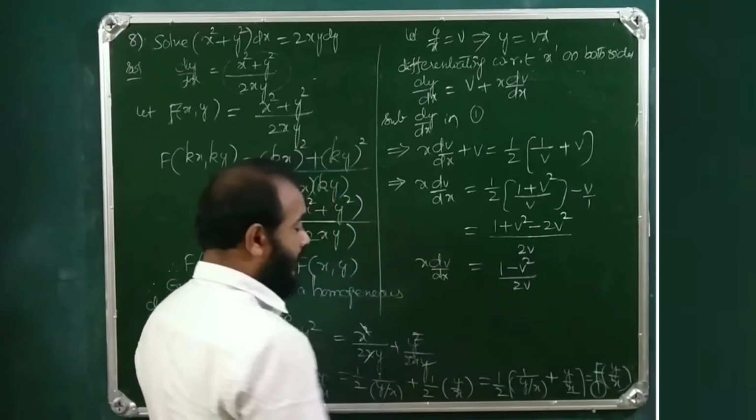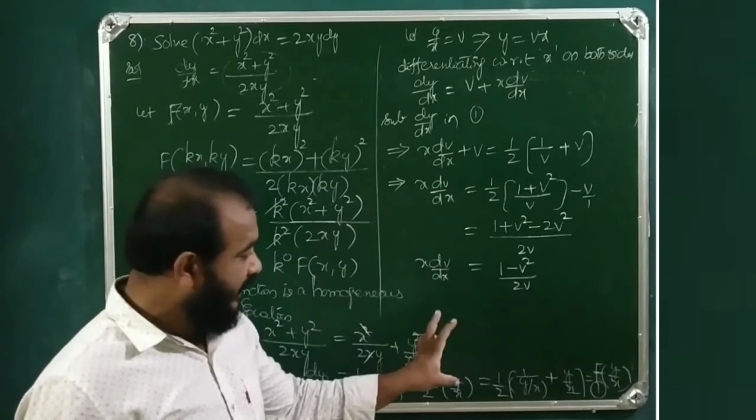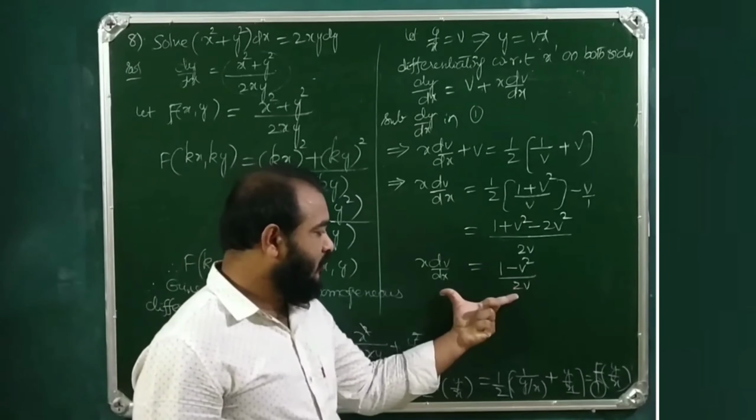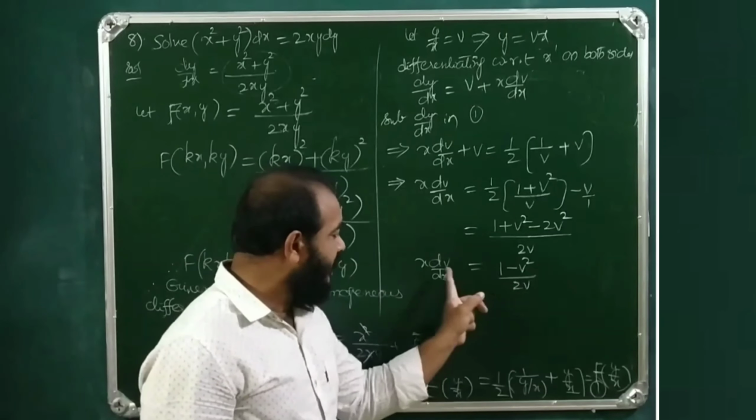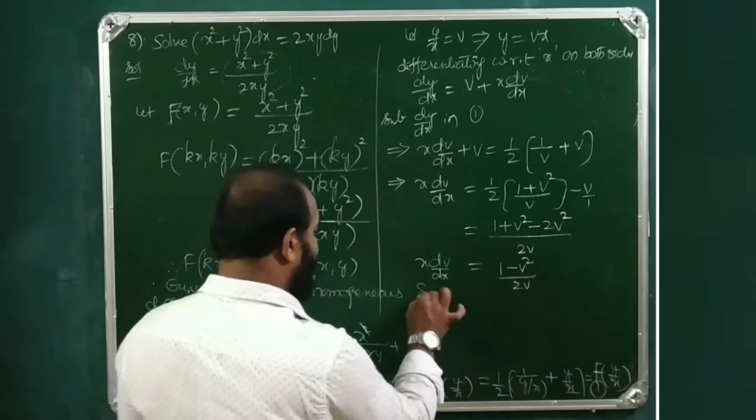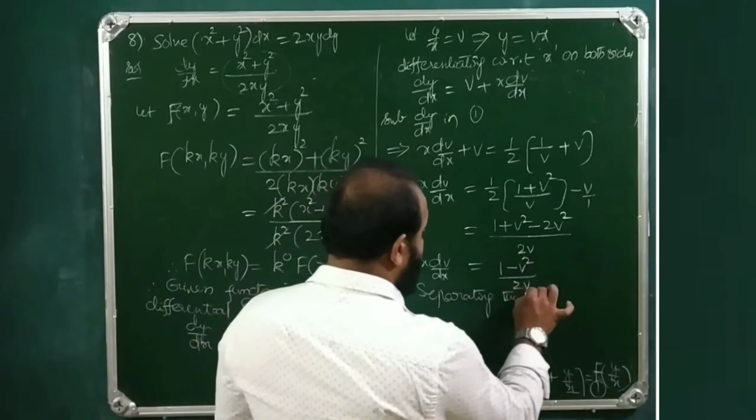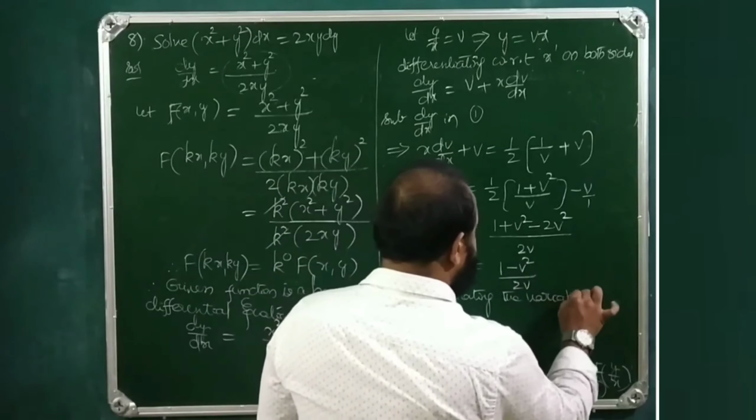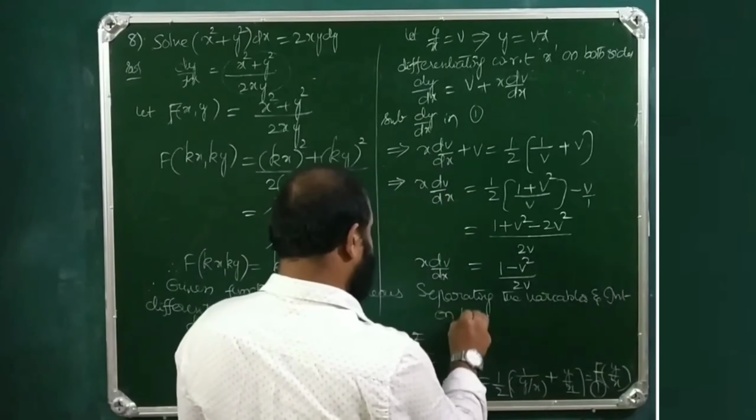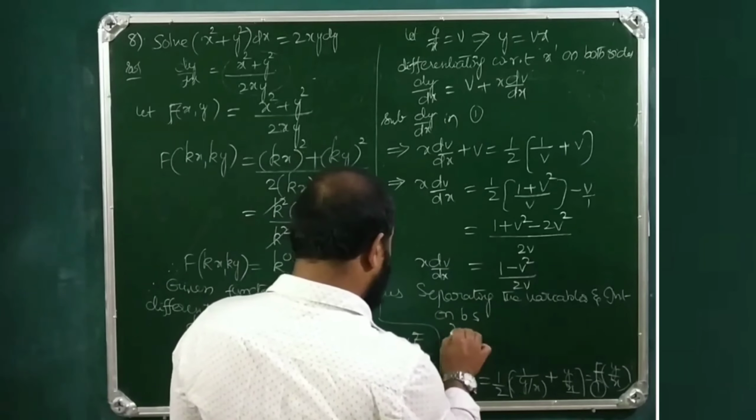Now, we can clearly see this is in terms of v and x only. Therefore, it is easy for us to separate the variables. Separating the variables and integrating on both sides. Then we'll get how much?